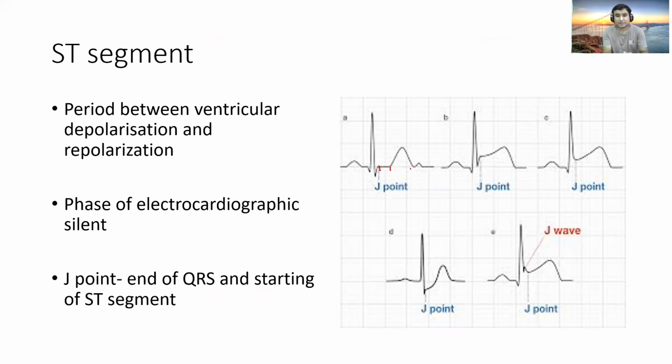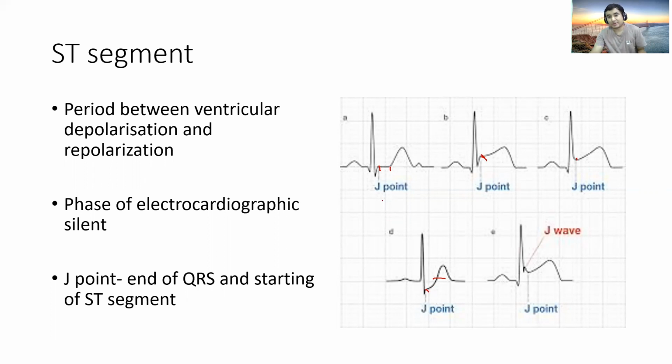And we also have to know about the J point, because it's the end of the QRS and the start of the ST segment. Like in this patient, the J point is here. In this patient, the J point is here. In this patient, the end of the ST segment, then the starting of the T wave is here. Then this is the ST segment over here. Okay. This is a J point here.